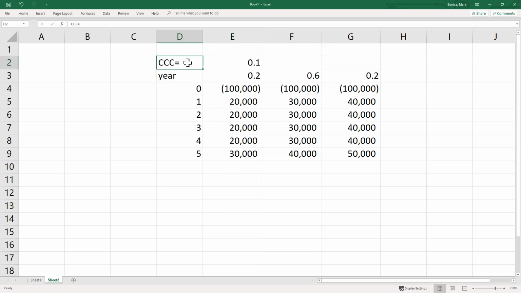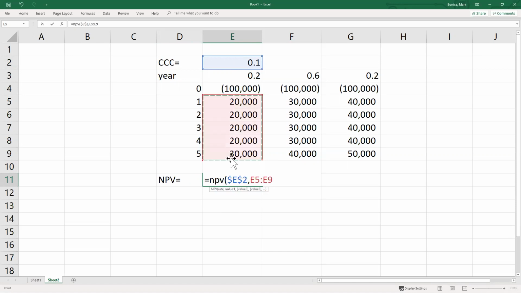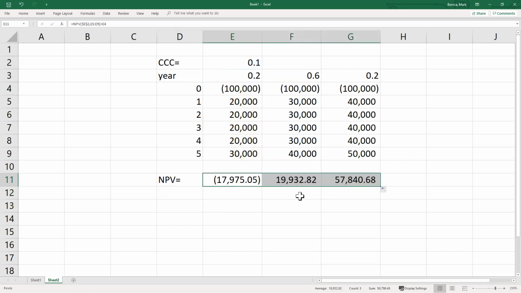So we'll just calculate the NPVs for each of these possible outcomes for the project. So the first one, we'll calculate the NPV. We'll use the NPV formula. We'll use the corporate cost of capital, and then the cash flows, and then add the investment cost. And we see that the first one is a loser. Let's see how the other ones do.